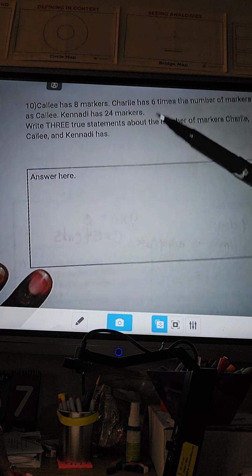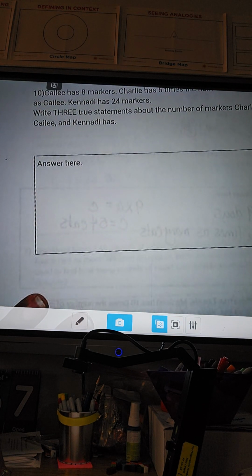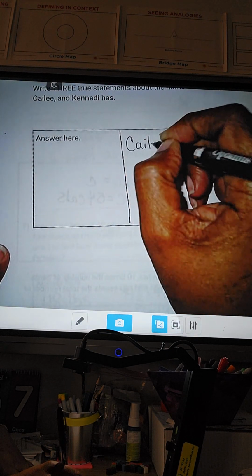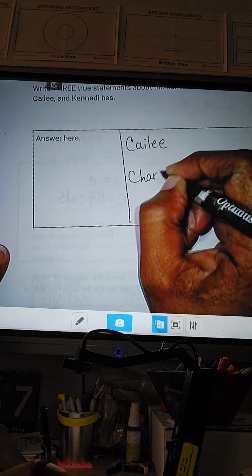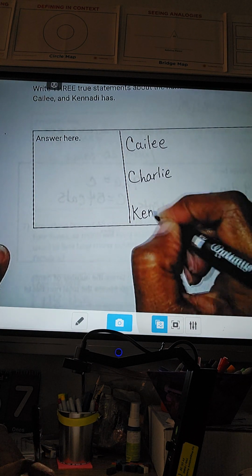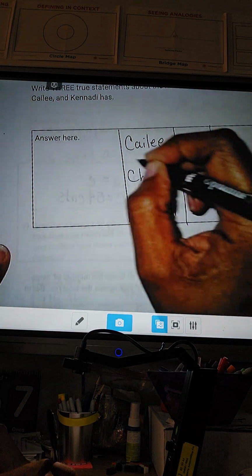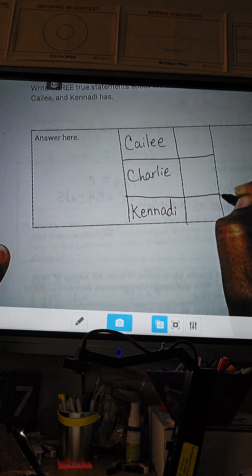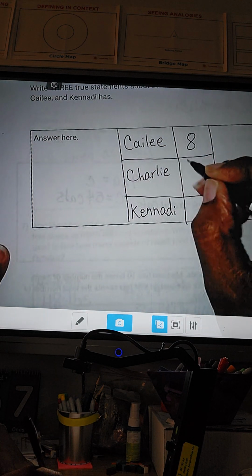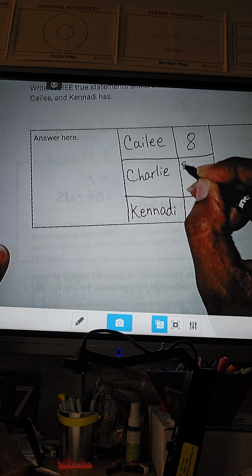All right, and finally, number 10. Kylie has 8 markers. Charlie has 6 times the number of markers as Kylie, and Kennedy has 24 markers. Write 3 true statements about the number of markers Charlie, Kylie, and Kennedy have. Kylie, Charlie, and Kennedy. We want to make a chart because we want to make sure we have all of our information in a way that we can understand. Kylie, 8. Charlie, 6 times as many as Kylie, so that's 8 times 6.